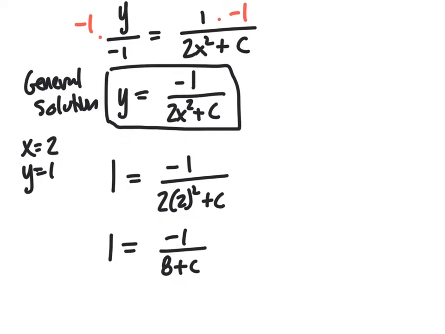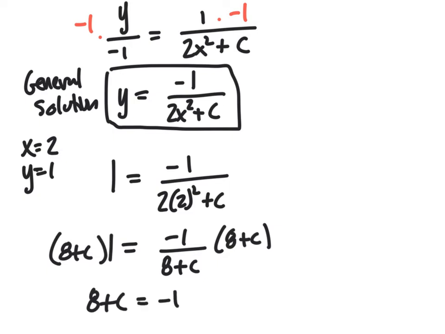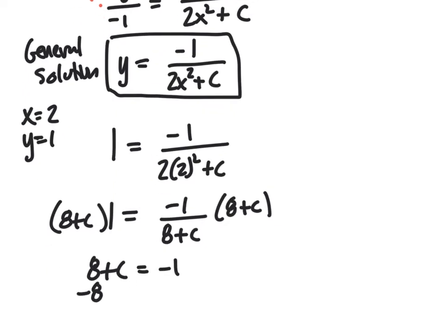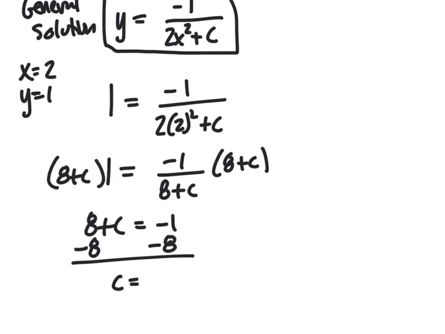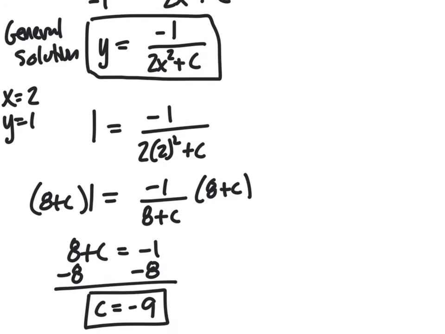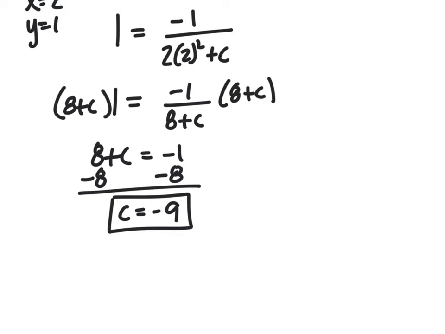Then I can solve for c now. I can multiply both sides by 8 plus c, and we get 8 plus c is equal to negative 1. Now, if I solve for c, I'm going to subtract 8 from both sides, and I get that c is equal to negative 9, okay? So I've solved for my constant. Now I can write my particular solution with my value of c. y is equal to negative 1 over 2x squared minus 9, okay?